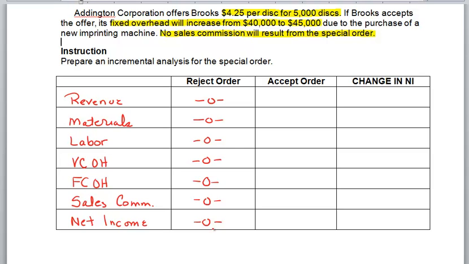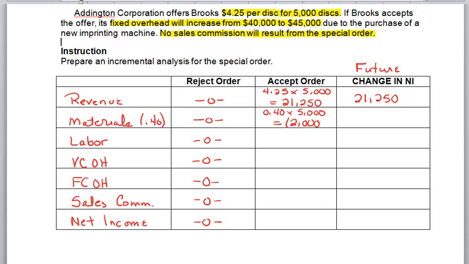If we accept the order, we're going to get $4.25 each for 5,000 discs. That gives us $21,250 in new revenue. So the change in my future net income would be a positive change of $21,250 of revenue. So we're going to keep it a positive number. For materials, our material cost on a unit basis is 40 cents. So for 5,000 units, we take 40 cents times 5,000 units. That would give us new cost of 2,000.